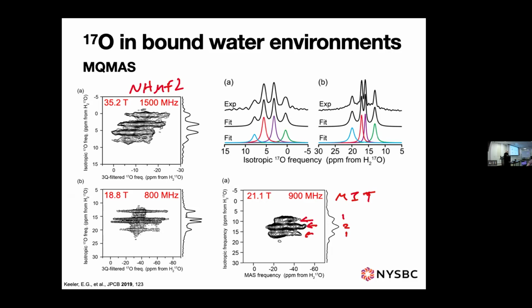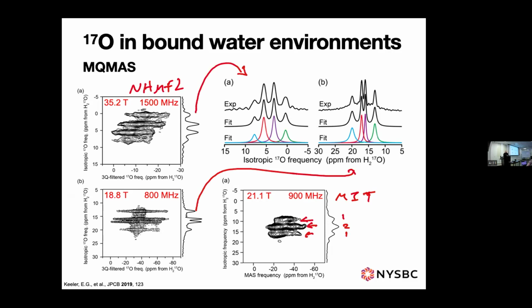So that tells us that it looks like 2 of them are basically the same. So we thought, well, 2 of them are really close to the same. These 2 that are showing here are the fits of the isotropic projections of the MQMAS.